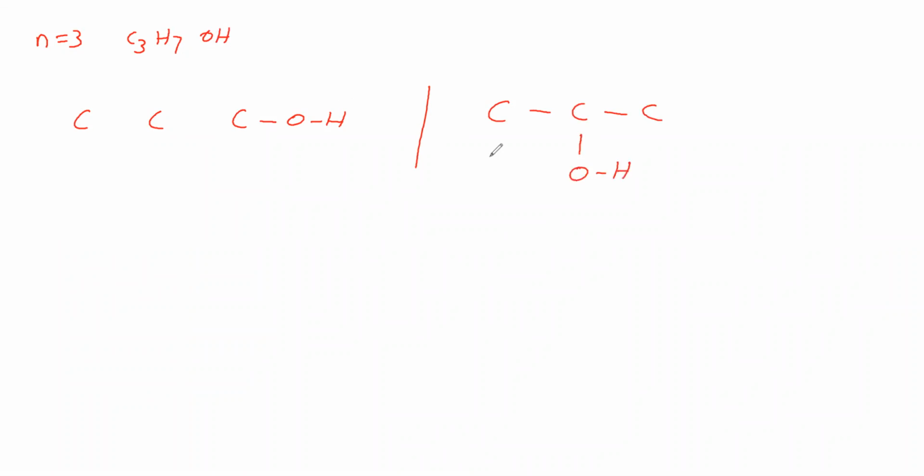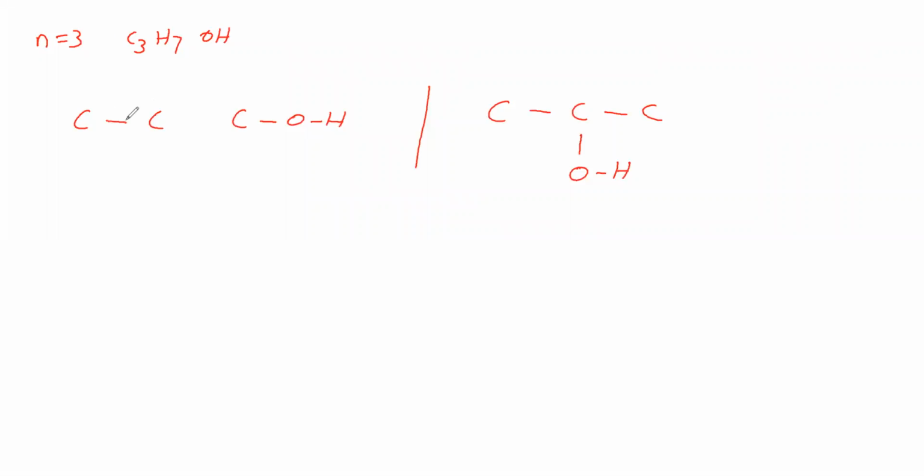Next, we will substitute n equal to 3, that is C3H7OH. How do we write this? Three carbon atoms are there, and we write those three carbon atoms like this. Then we give this OH group to the terminal carbon. Next, we give the OH group to the center carbon. Like this I have given.